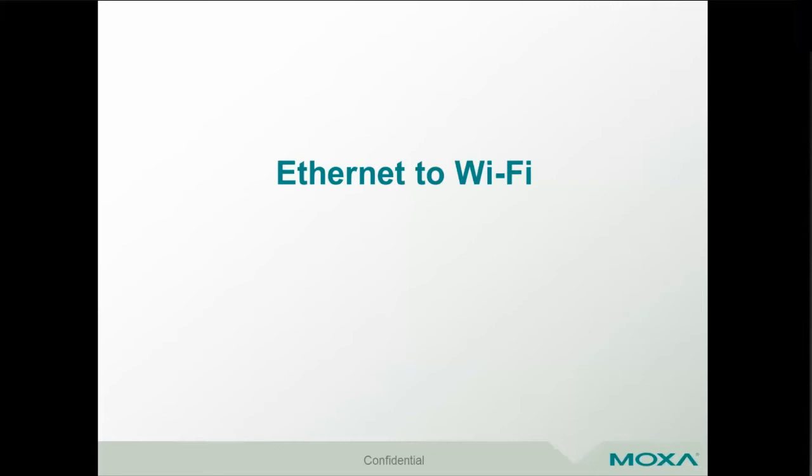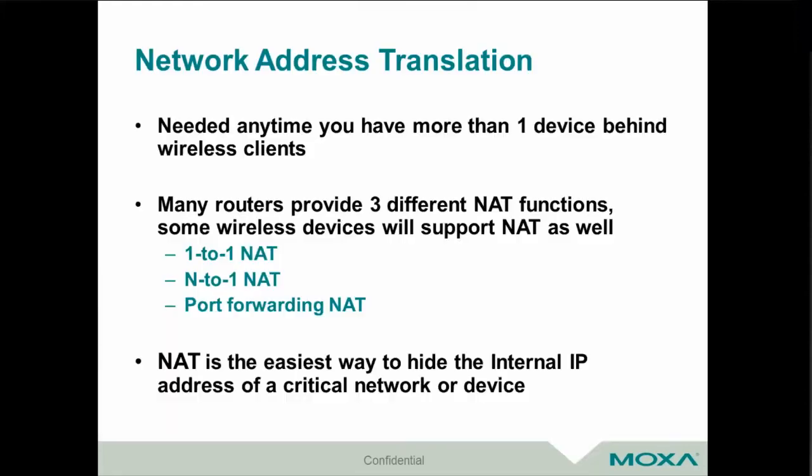So we talked a little bit about the basics of Wi-Fi and some of the best practices when deploying a wireless network. So now we're going to tell you how you actually get wired devices onto a wireless network. We're going to start with the one that's probably the simplest, and that is Ethernet to Wi-Fi. The biggest thing to keep in mind when doing an Ethernet to Wi-Fi device is whether or not you need NAT, or network address translation.